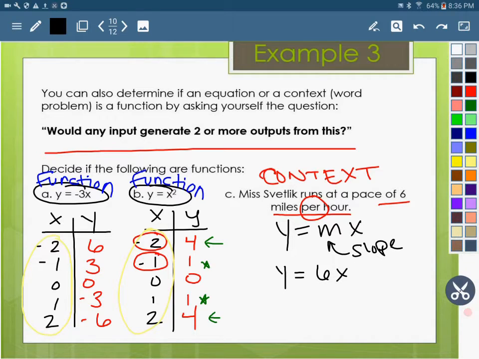If I were to create a table, I could generate some points, but again, if I were to just ask myself this question, would any input generate 2 or more outputs from this? Well, is multiplying something by 6 ever going to give us 2 different answers? No. No matter what I plug in, I'm going to multiply it by 6, and it's going to generate only one answer. If I plug in 3, I'm not going to get 2 different numbers just by multiplying it by 6. So part C is also a function.